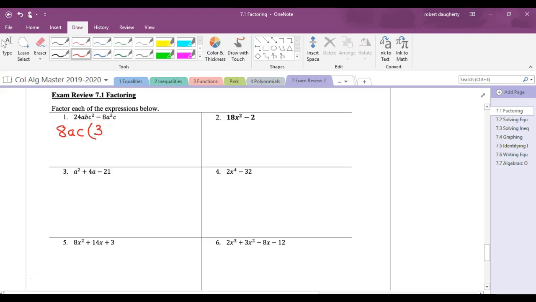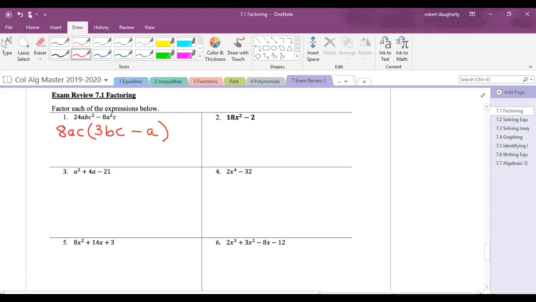A to get A, that's 1. And then there's also a B in there. What do I multiply C by to get C squared? Okay. Minus. What do you multiply 8 by to get negative 8? That's going to be a negative 1. A to get A squared, and C to get C, and there we are. So that is the factorization.